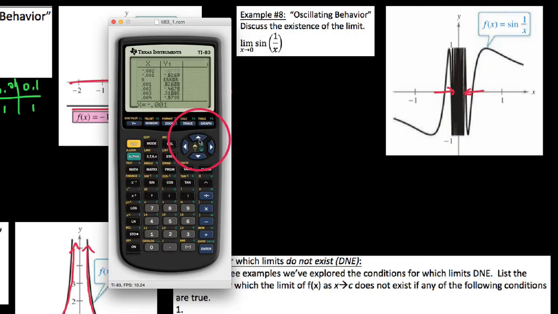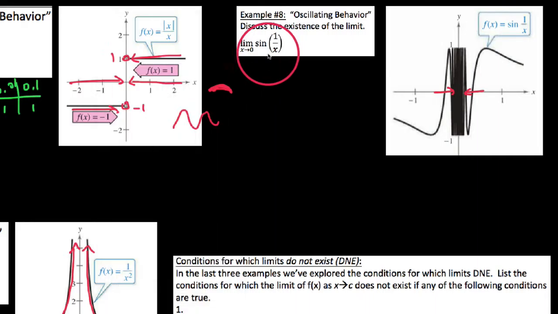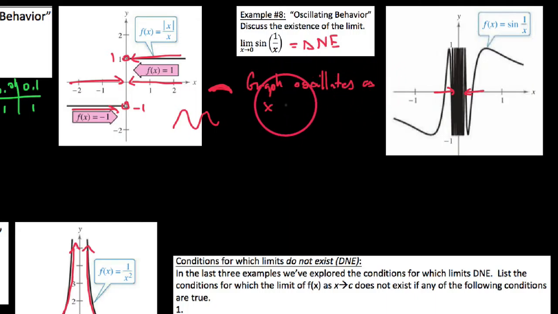We can see that it doesn't exist when x equals 0, but from the left side and the right side, we're not clearly getting close to a single y value there. So we say does not exist because our graph oscillates as x approaches 0 here in this case.